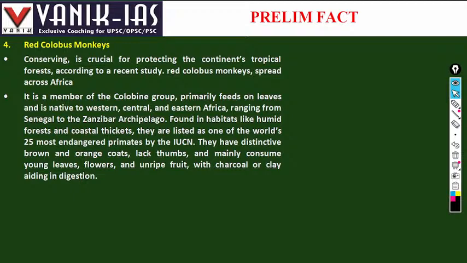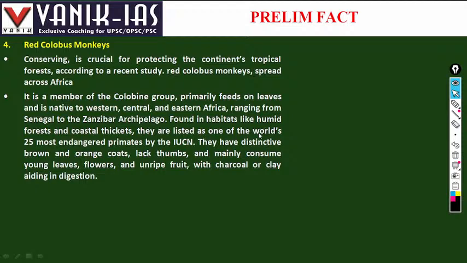continent's tropical forest. According to a recent study, red colobus monkeys are spread across Africa. It is a member of the Colobinae group, primarily feeds on leaves and is native to western, central, and eastern Africa, ranging from Senegal to the Zanzibar archipelago. Found in habitats like humid forest and coastal thickets.